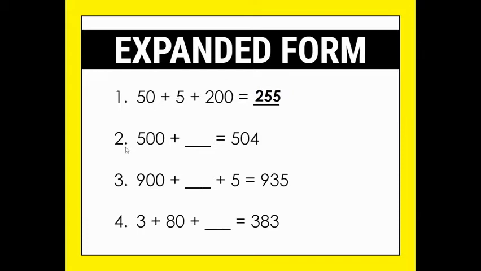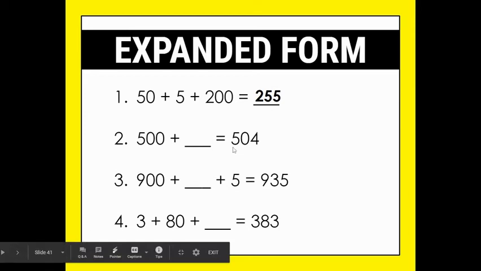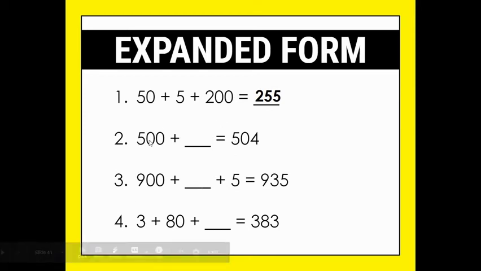So now let's look at number 2. So now we have 500 plus something is equal to 504. So now we know our standard form. Our standard form is 504, but we're missing something. So let's start in this first place value. This 5, what's the value of this 5? The value of this 5 is 500. Oop, check, got that one.